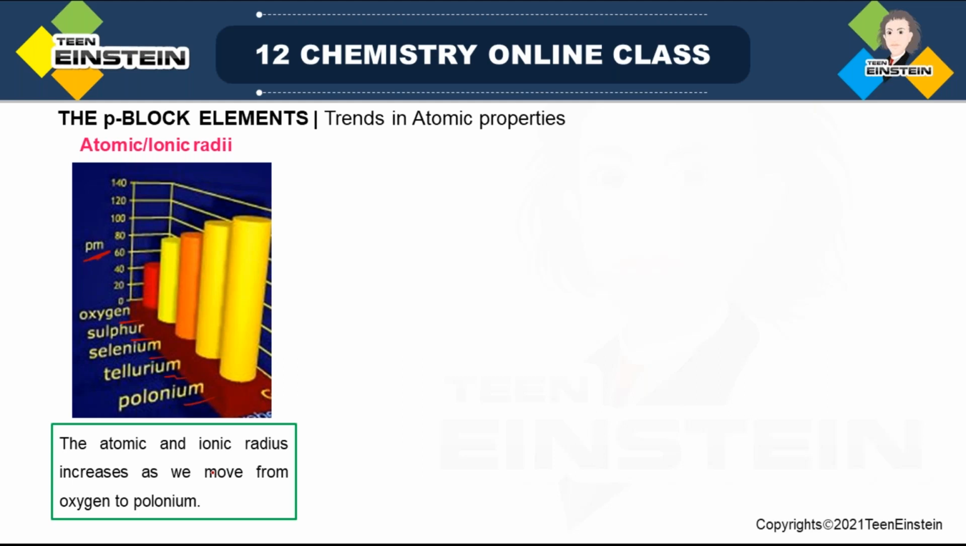But one thing which is noticeable: when you are moving from oxygen to sulfur, the difference is around 80 minus 40, that means around 40 picometers. But when you are moving from sulfur to selenium, now the difference is only 20. The next difference is also not very high.